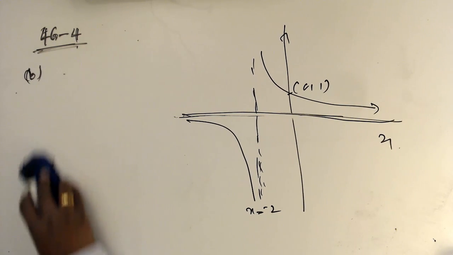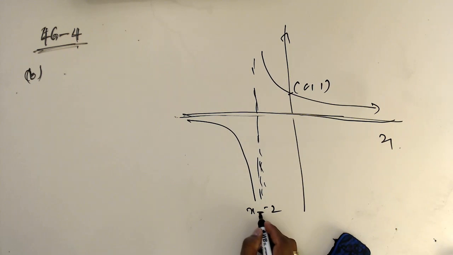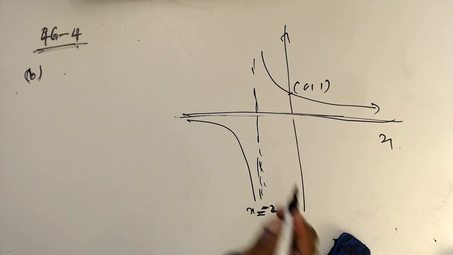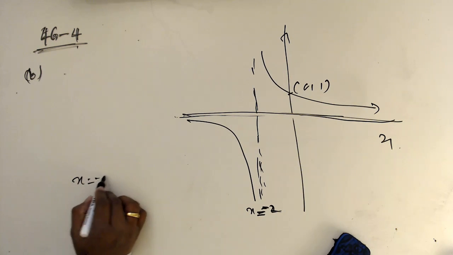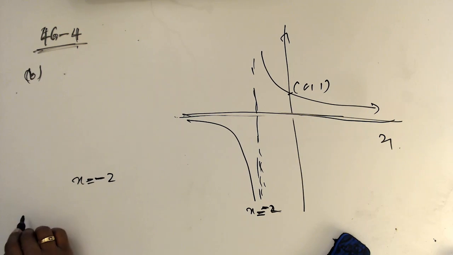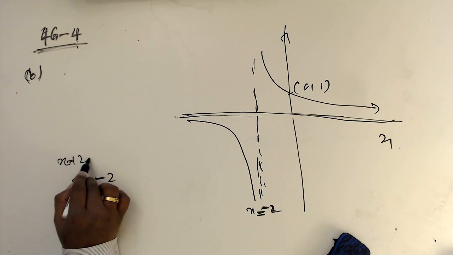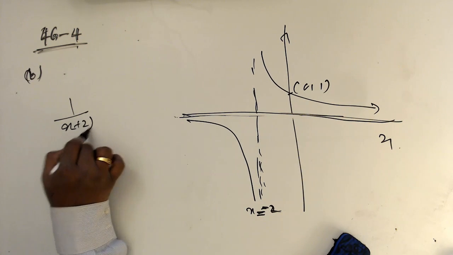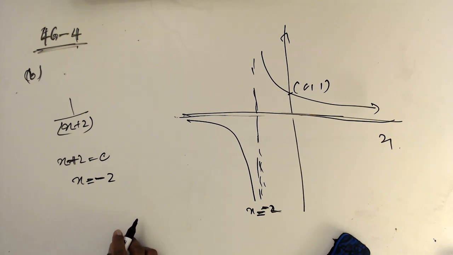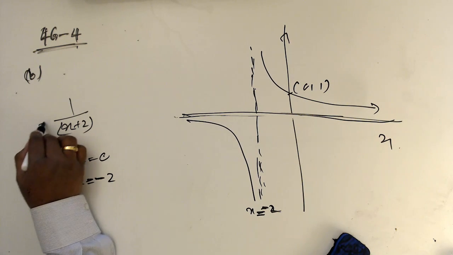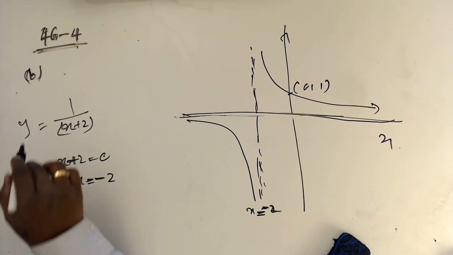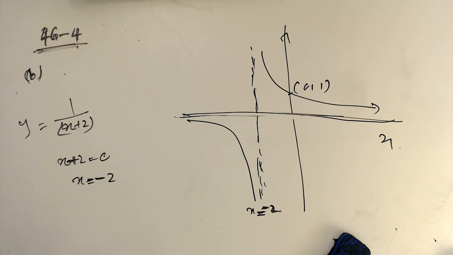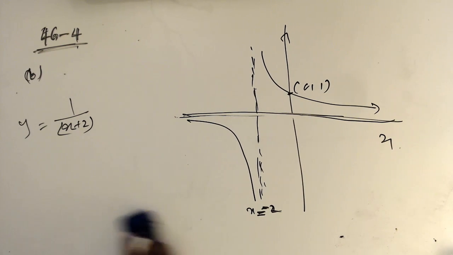Now, I have an asymptote in my hand. What is this one? X equal minus 2 is an asymptote. It means x plus 2 equals 0. It means it should be in the form 1 over x plus 2. Now I'll make y equal 1 over x plus 2. Now I want to check whether this is right or wrong. I have a point here. Now I will check this point.